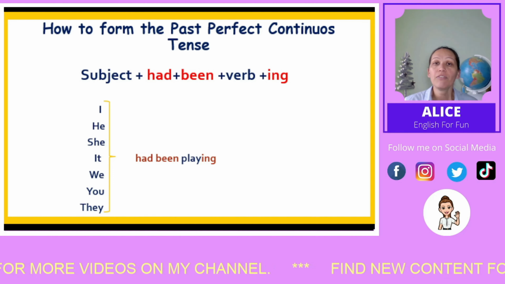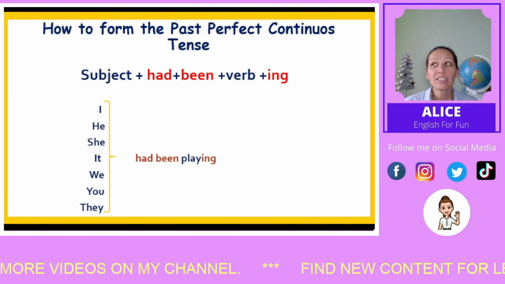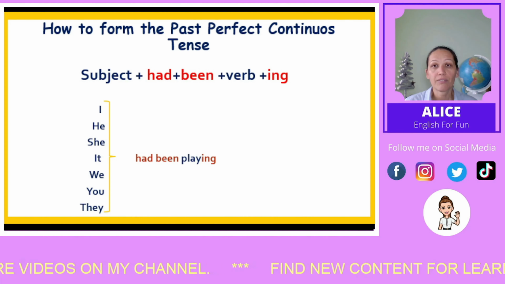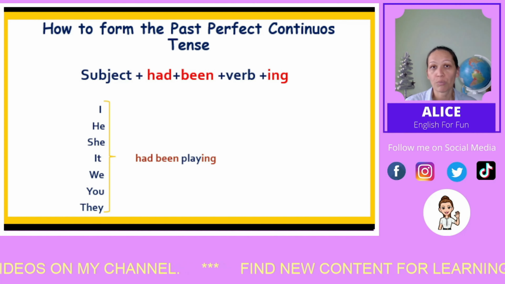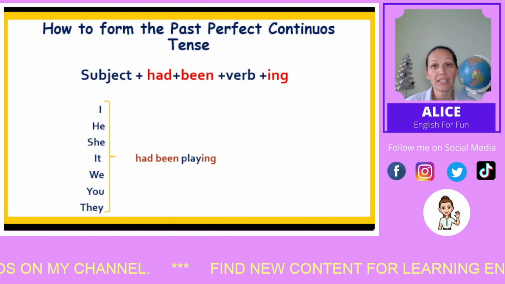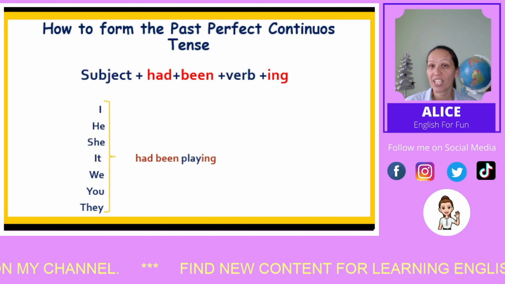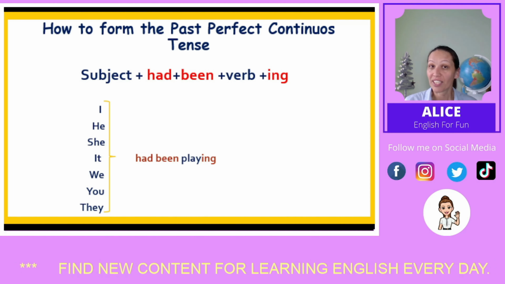As you can see from the examples, to form the past perfect continuous, we need the verb to have in the past, which will be its form had, then been, plus verb with ing ending. Let's look at the examples.